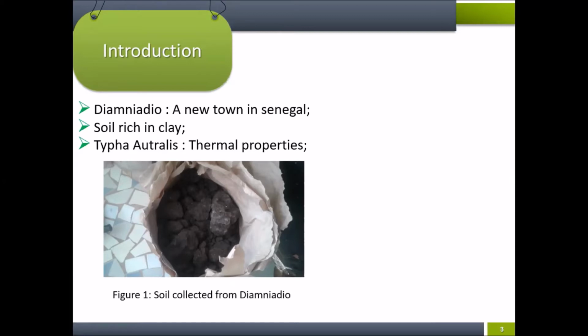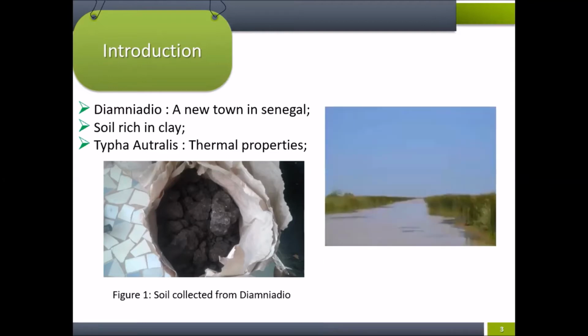is taken right now to be the new town of Senegal because it has as objective to decongest Senegal's capital. But the main problem of this region is its soil is very rich in clay. And the other problem is we have found in Senegal a vegetable called Typha australis. And this vegetable has some thermal properties which are very important, as you can see in figure 2. And in figure 1 you can see the soil collected from Diamniadio.